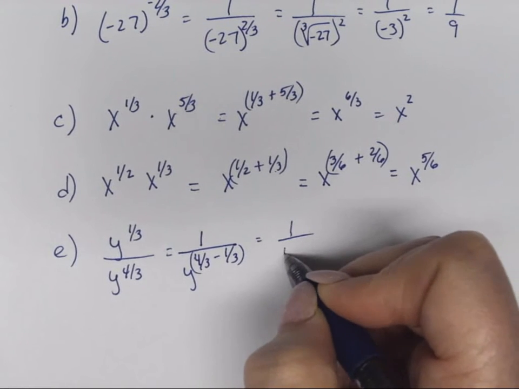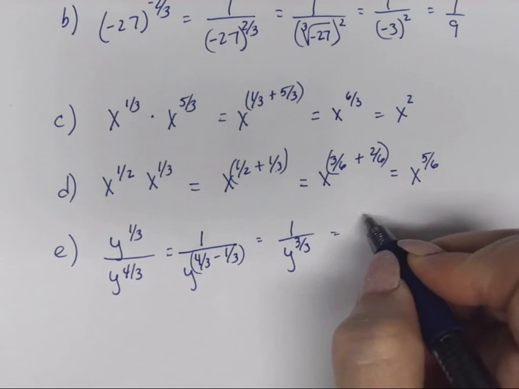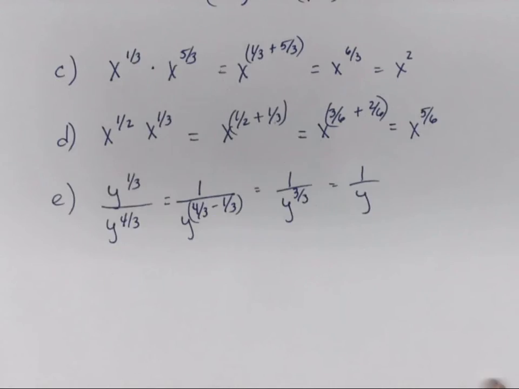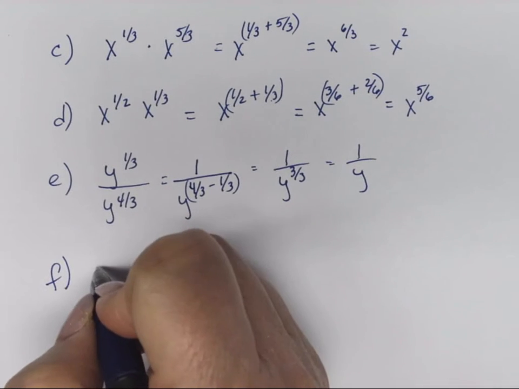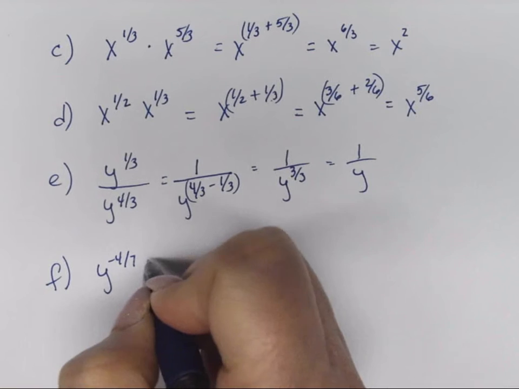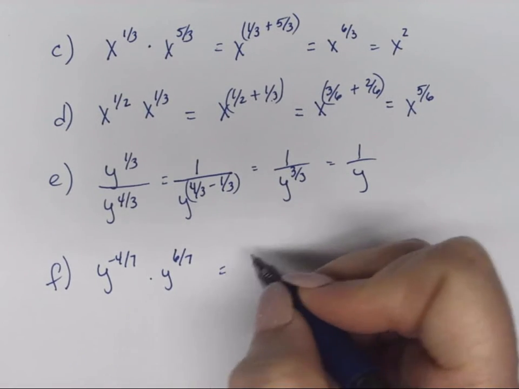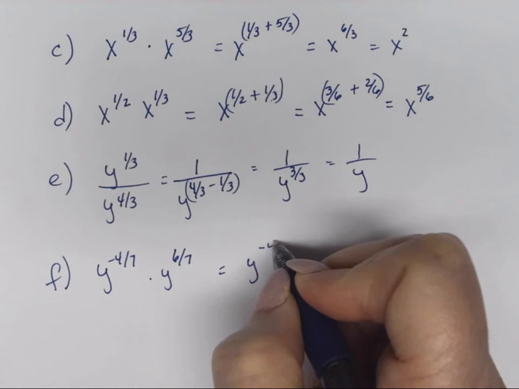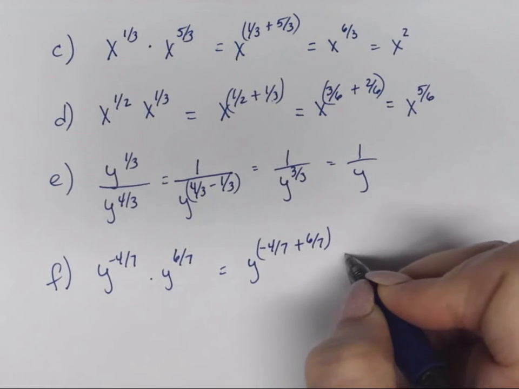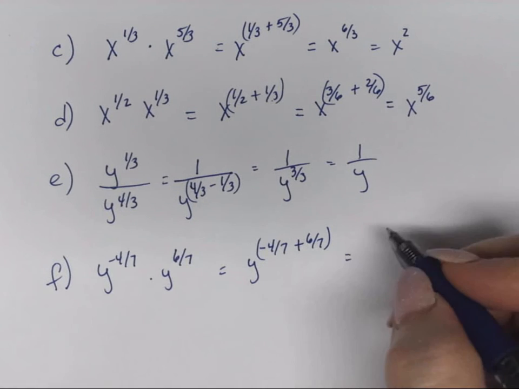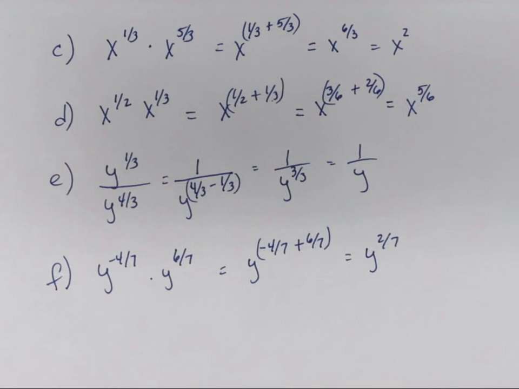So this will get us 1 over y to the 3/3, and 3/3 is the same thing as y, so 1 over y will be our answer. If we have y to the negative 4/7 times y to the 6/7, we're still going to add. So we have y to the negative 4/7 plus 6/7. Well, 6 minus 4 will get us 2, so y to the 2/7.